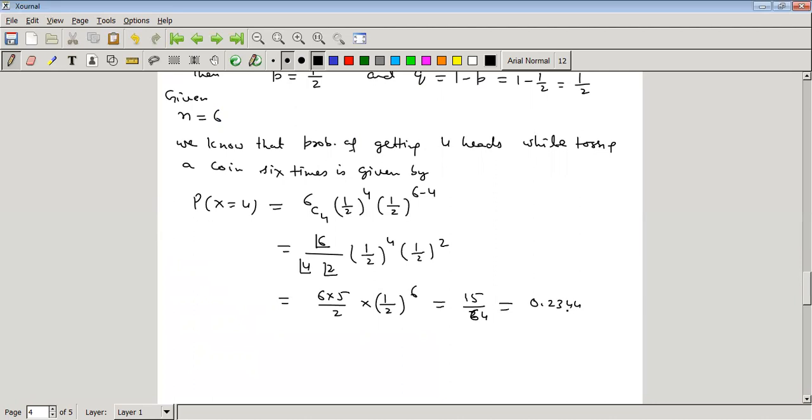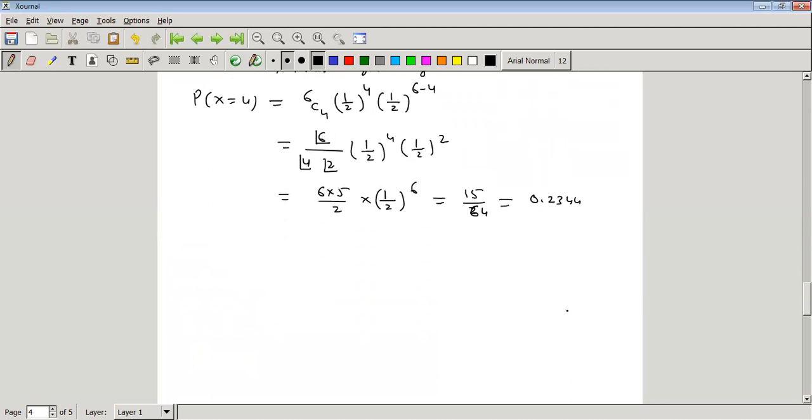So this is the probability when we toss a coin 6 times and we get 4 heads.